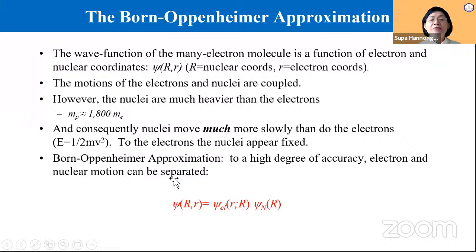That means the wave function, which we write as psi of big R and small r, can be separated into the wave function of the electron and the wave function of the nuclei. So now the Born-Oppenheimer approximation has been applied to both the Hamiltonian operator and the wave function.